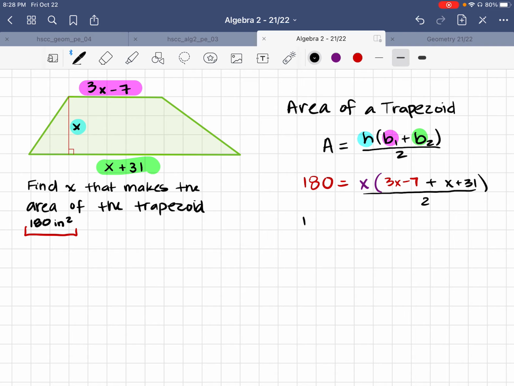So the 180 is going to stay 180. And then I'm going to go ahead and collect like terms. So I'm going to go x times the quantity of 4x, which is 3x plus x. And then the negative 7 and the 31 comes out to 24. So plus 24, and divided by 2.